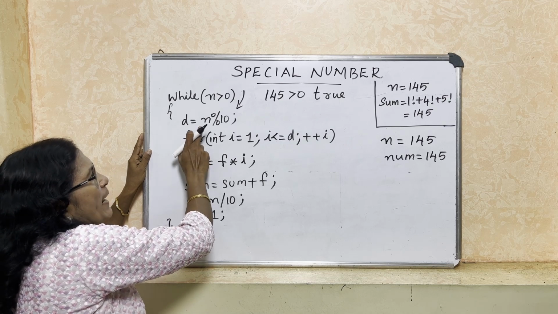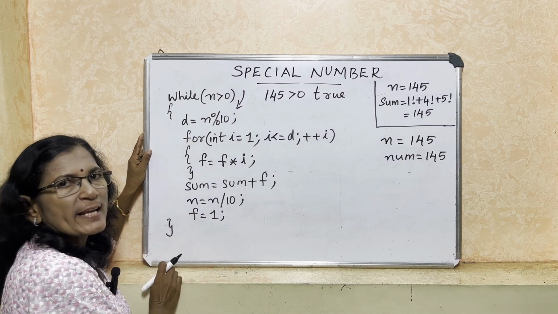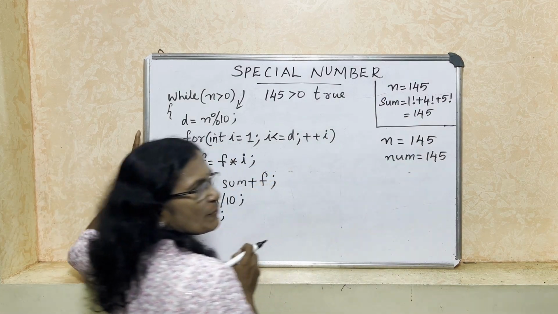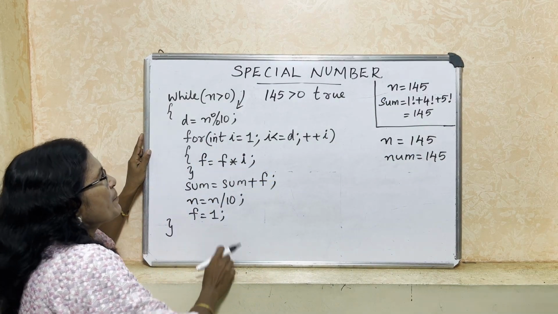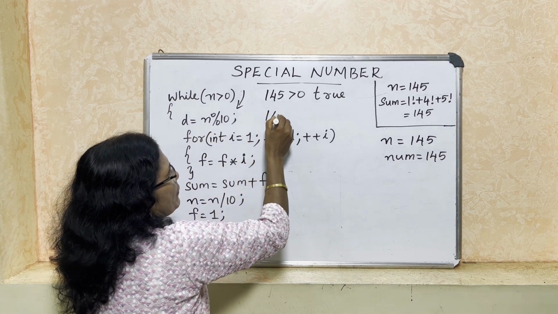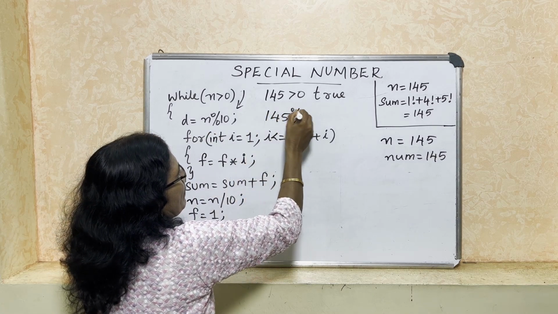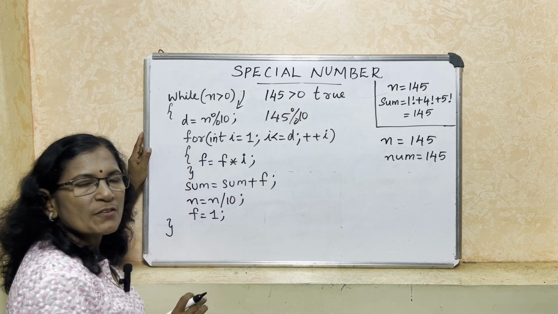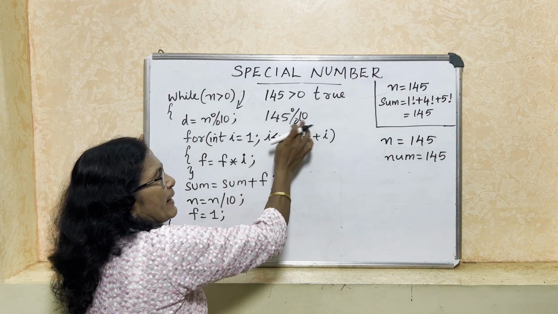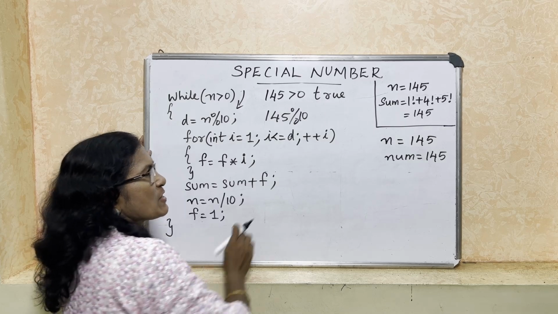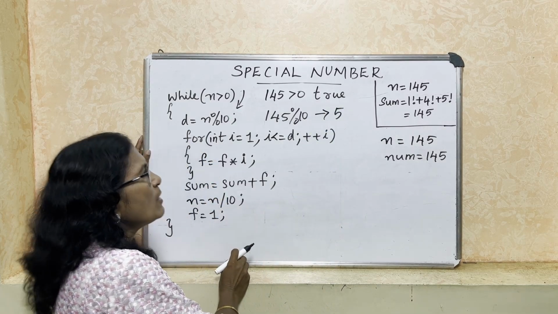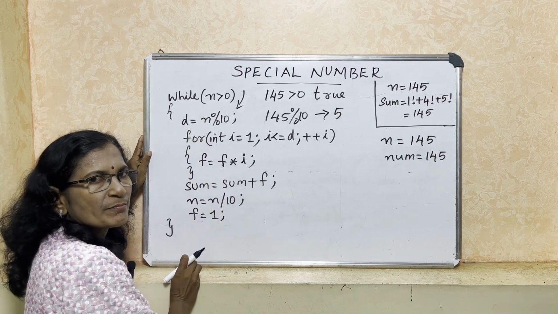digit equal to n modulus 10. We are going to take out the digits from n. The last digit of n has to be taken out first. So, digit equal to n modulus 10. 145 modulus 10. The modulus operator gives you the remainder of a division. 145 divided by 10, the remainder of the division is 5. So, the last digit is taken out and stored in digit.